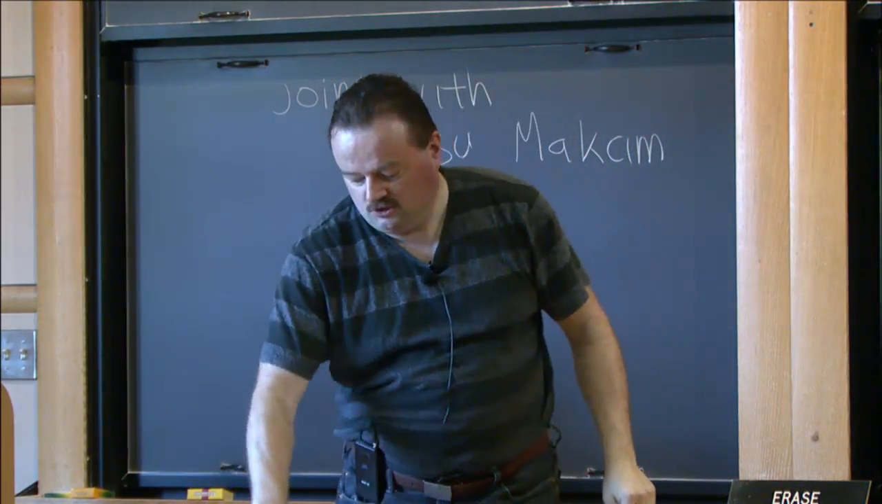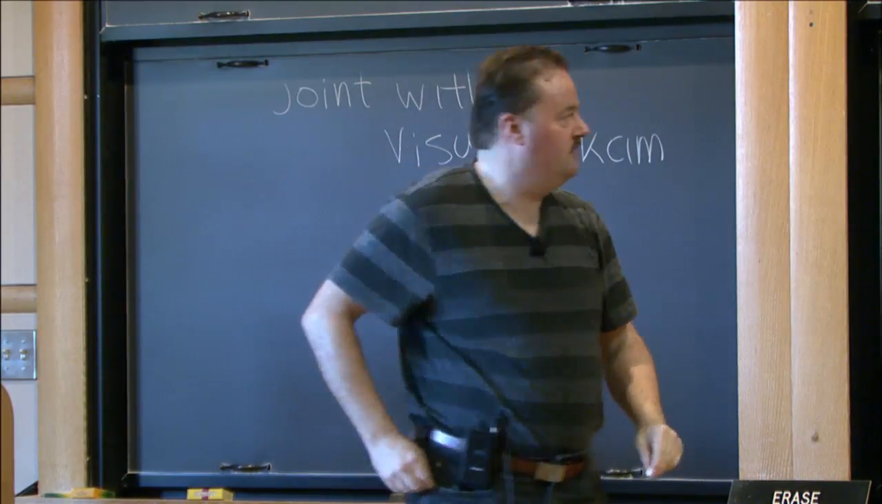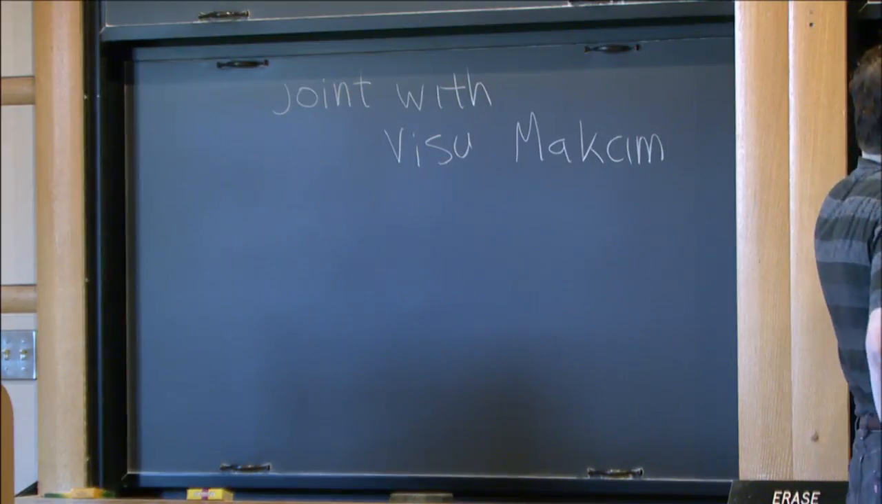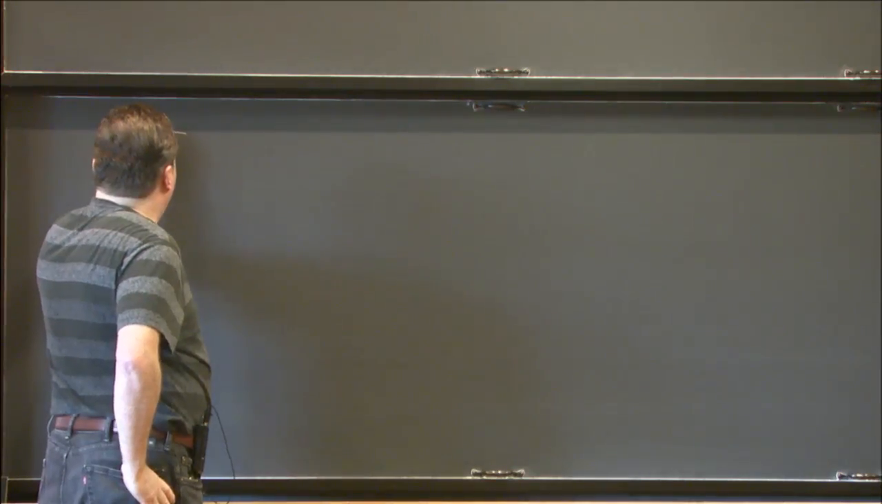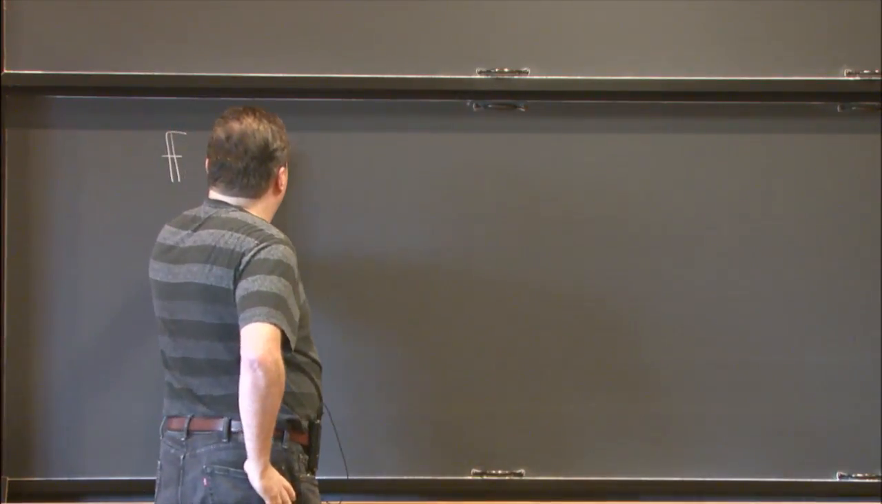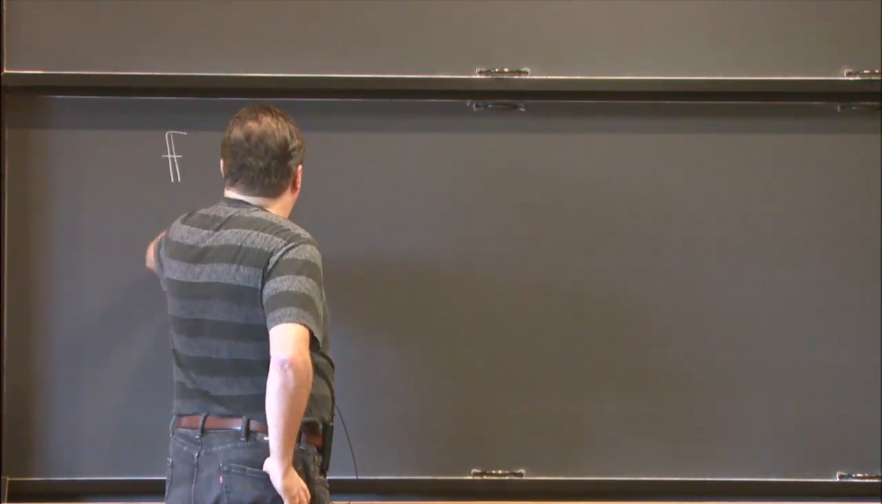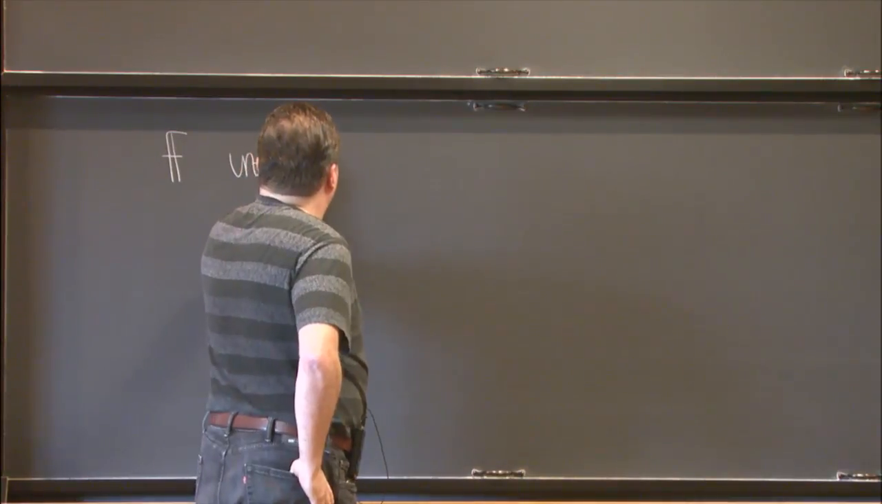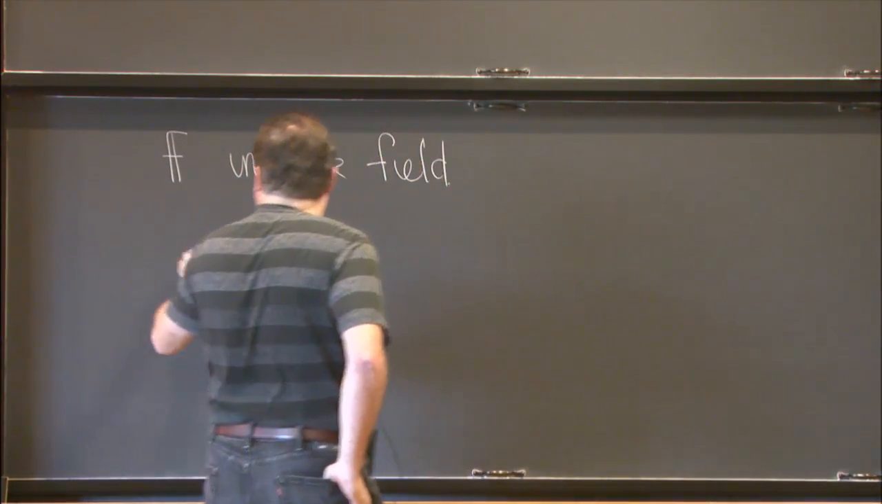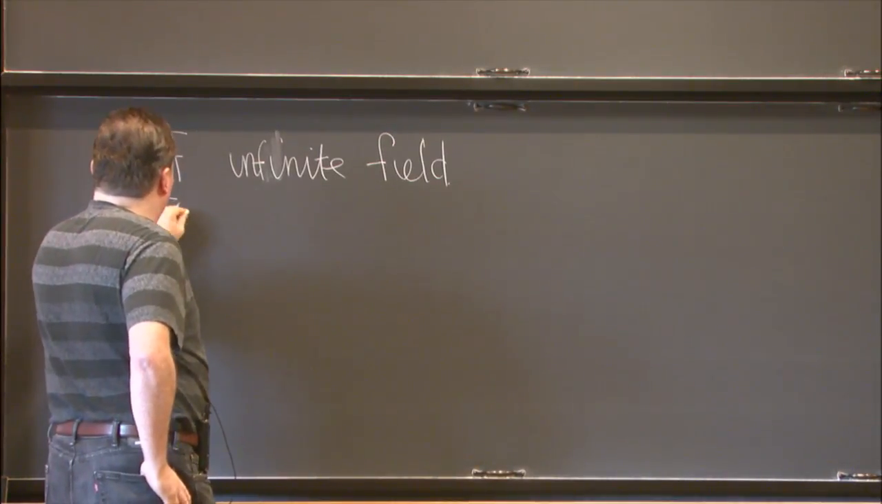Right. So maybe first start with some observation that's sort of interesting, I think. Throughout my talk, F will be some infinite field, say. Infinite field. And let's look at this matrix.